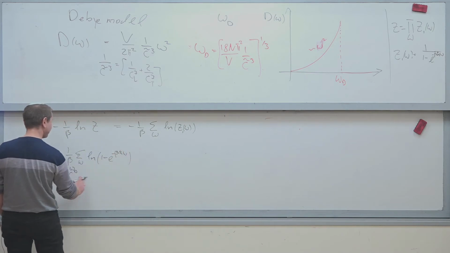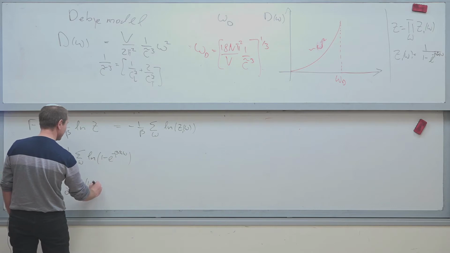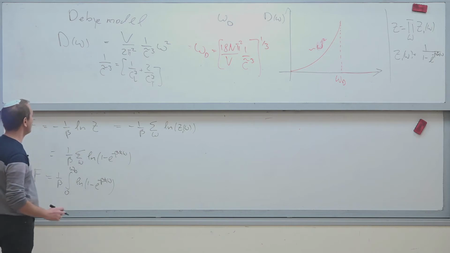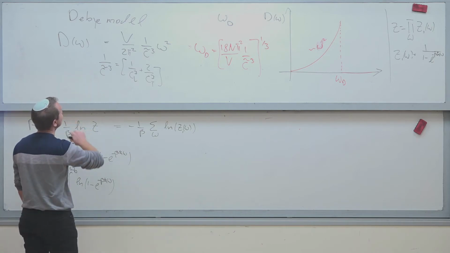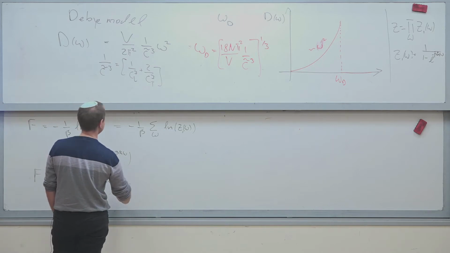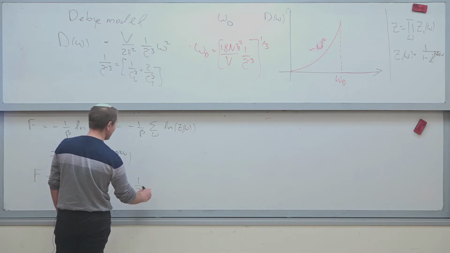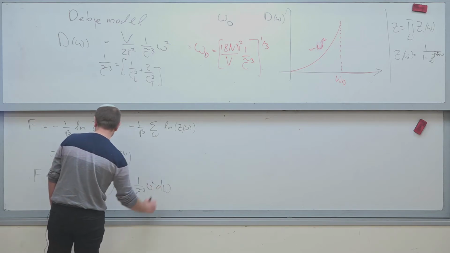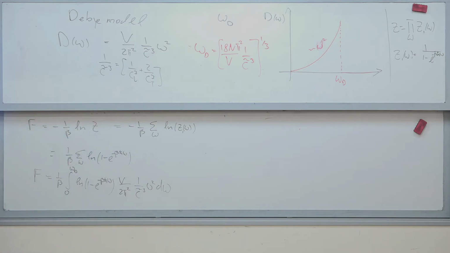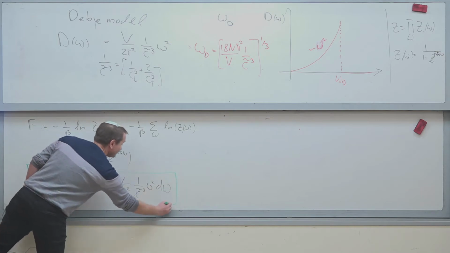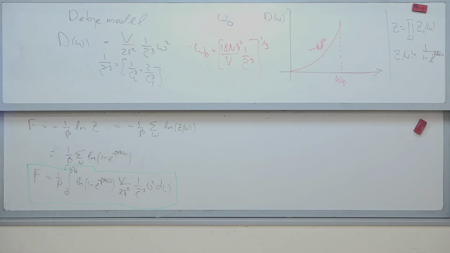Here we have a log of 1 minus e to the minus beta h bar omega, multiplied by this d of omega, which is V divided by 2 pi squared, 1 over c tilde to the third power, omega squared d omega. This is our free energy, right? We want to compute something that actually can be measured.